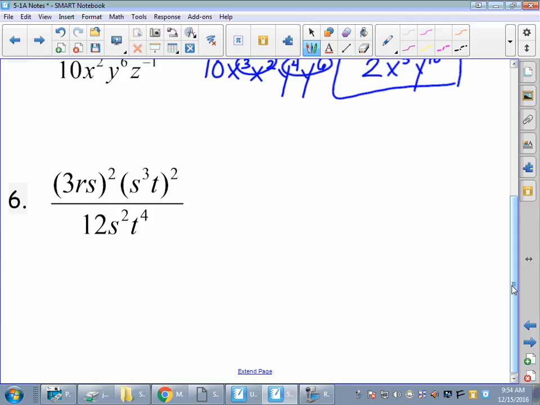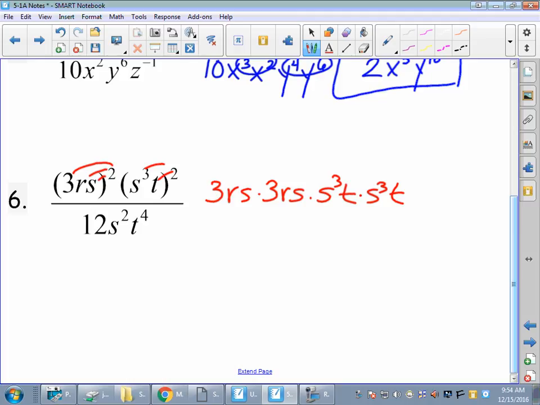Okay, number 6. A couple different things here. I'm going to show you, you could distribute this power through and go from there. Another way, I'm going to show you the expansion. If I'm squaring a 3RS, that's a 3RS times a 3RS, and then times an S cubed T times an S cubed T. Now, before I even write the denominator, there's a better way to write that problem.